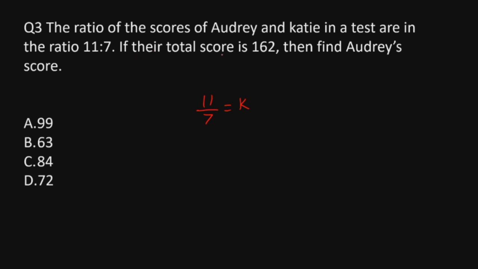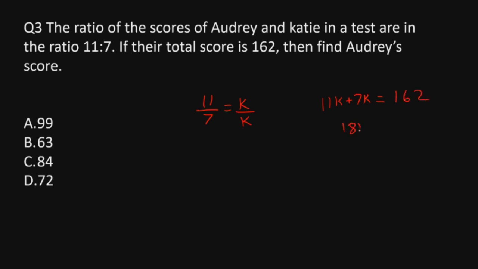If their total score is 162, this doesn't mean that 11 is equal to 7k. Just write a variable, so we can say 11k plus 7k. k is any multiple which we can multiply with both numbers, the numerator and denominator, and the addition of that will be 162.